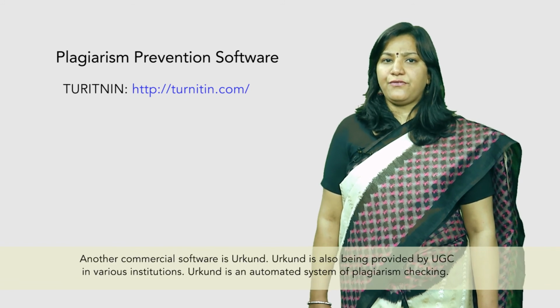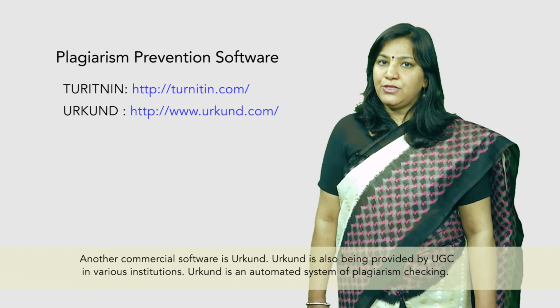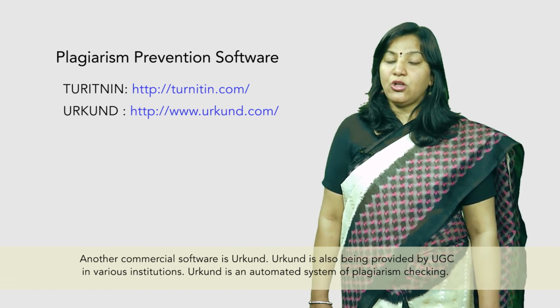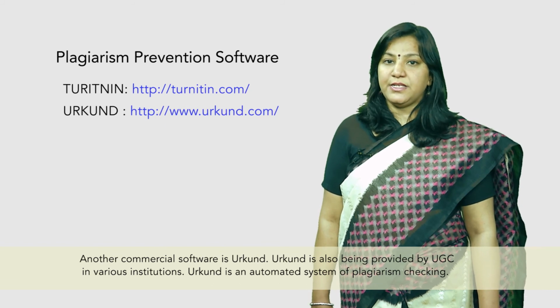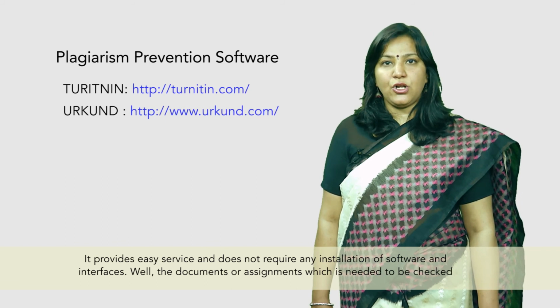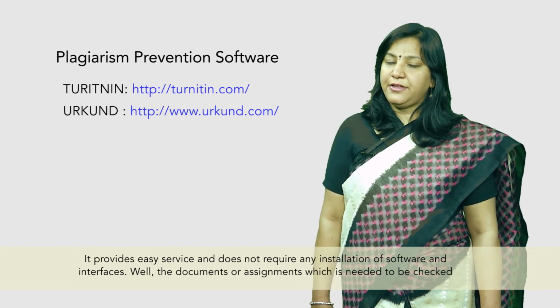Another commercial software is Urkund. Urkund is also being provided by UGC in various institutions. Urkund is an automated system of plagiarism checking. It provides easy service and does not require any installation of software and interfaces.